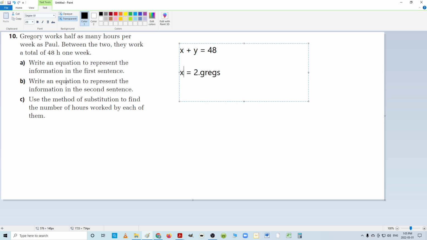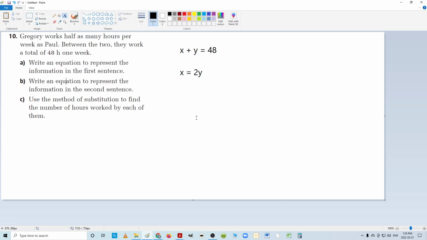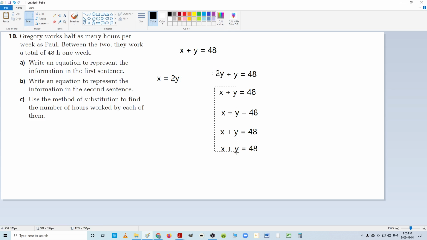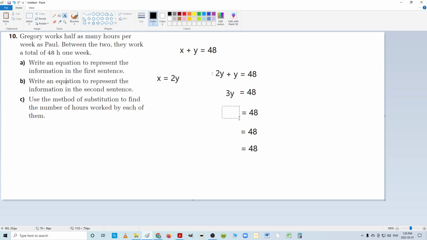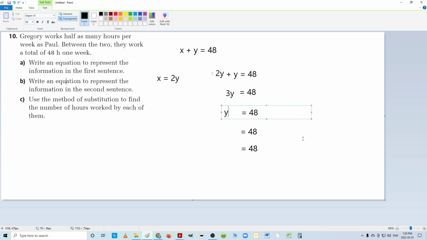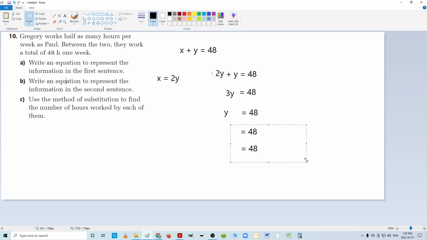Just keep their things the same terms. If you made Greg Y up above, you got to make Greg Y down below. So now I have what's obviously an easy substitution, because whenever I see X up here, I can just substitute 2Y. So what's 2Y plus Y? 3Y. What is both sides divided by 3? I get Y is equal to, what is it, 16?